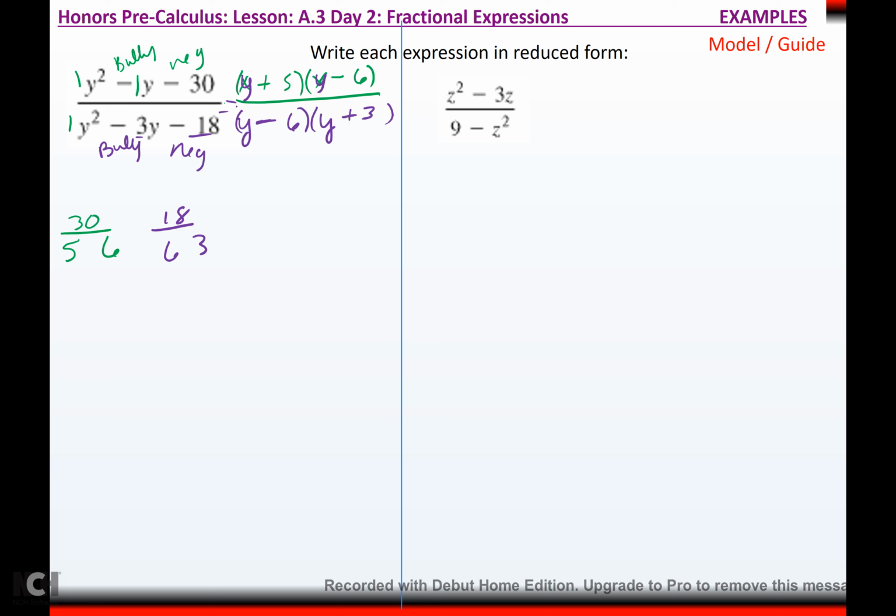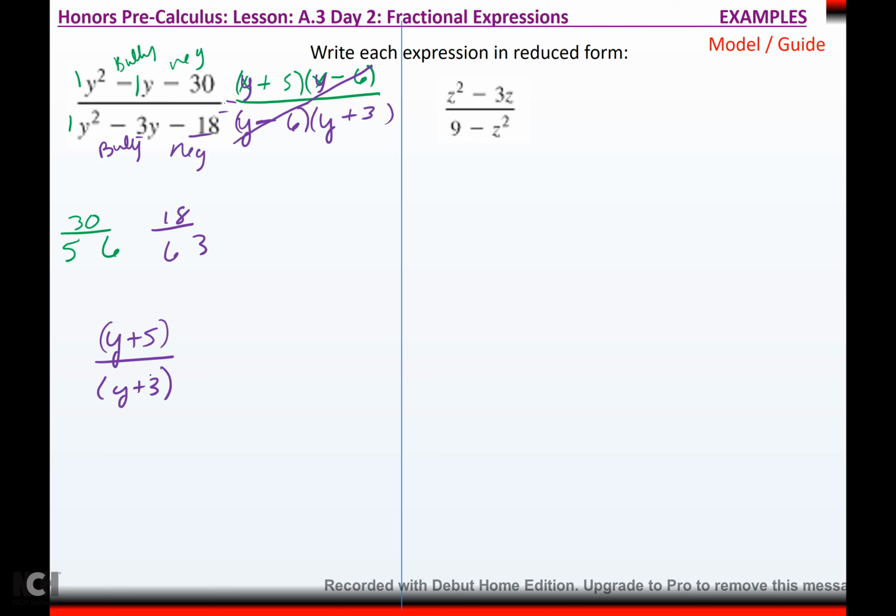So I factor the top and bottom, and now voila, what cancels? The y minus 6's. So what I'm left with is y plus 5 over y plus 3. And I'm done. No, you can't cancel the y's. They're part of binomials. You can't take a half of it; unless the whole binomial matches, you can't cancel pieces of it.